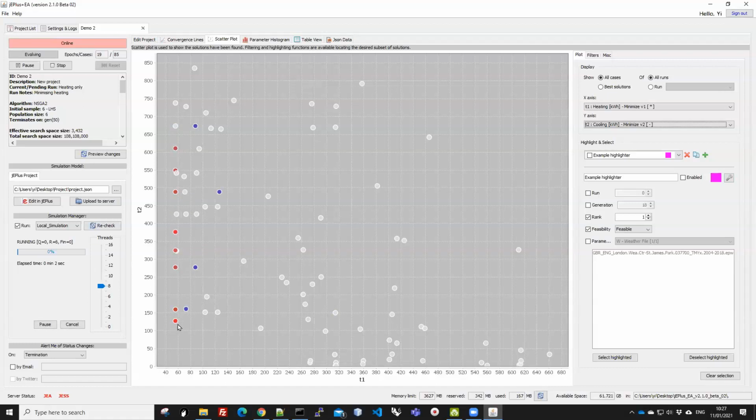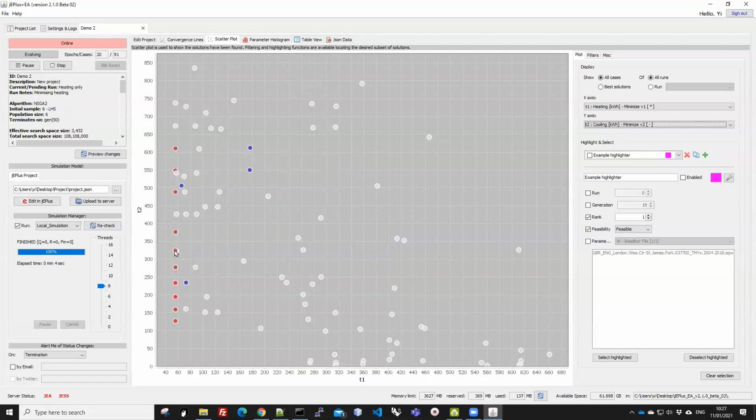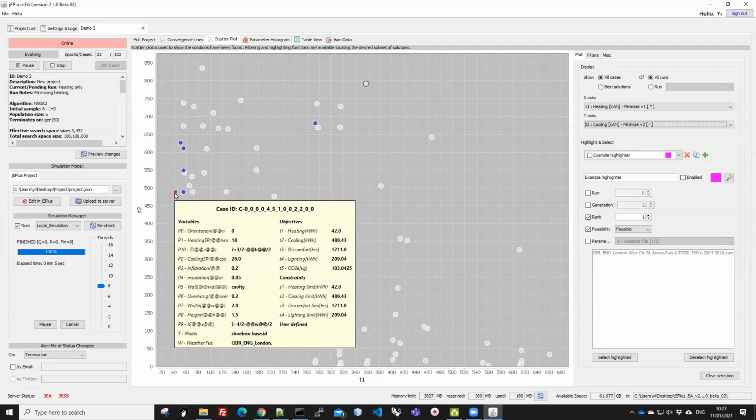So it's populating the number of the best solutions now, and they all have the same heating value. It's 55.36 at the moment, and all of them have the same value. Hence they were considered equally good. But now suddenly there's a new one showing up, which has a much lower heating consumption, right?